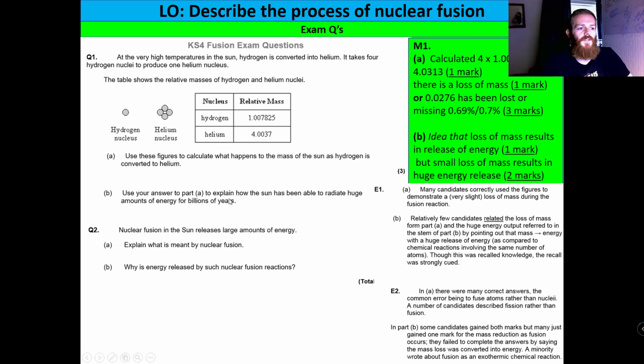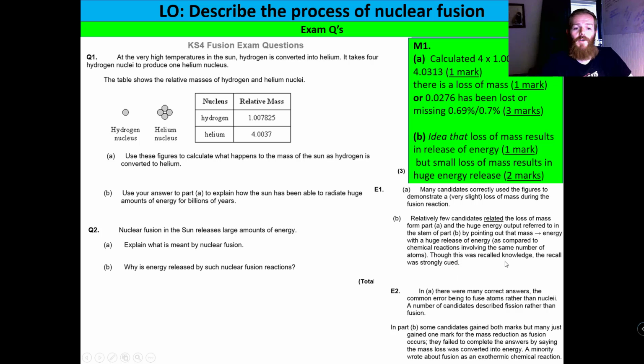Question B says, use your answer to part A to explain how the sun has been able to radiate huge amounts of energy for billions of years. It says here that relatively few candidates related the loss of mass from part A and the huge energy output referred to in the stem of part B by pointing out that mass is equivalent to energy. So there's this thing called mass energy equivalence. You can convert mass into energy with a huge release of energy, and then it says as compared to chemical reactions involving the same number of atoms.